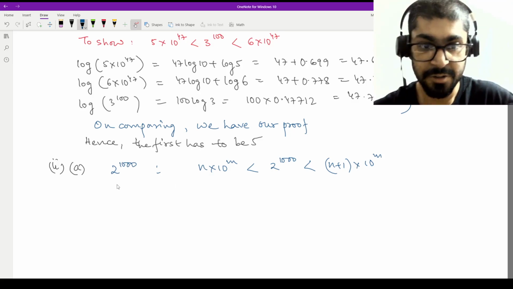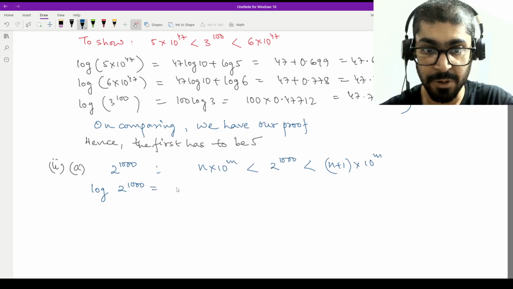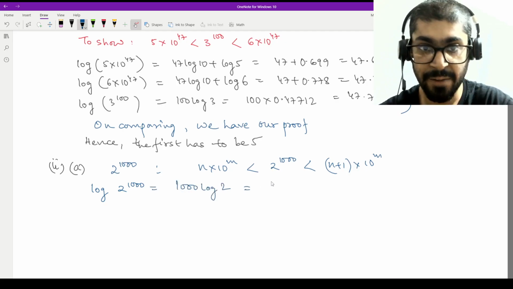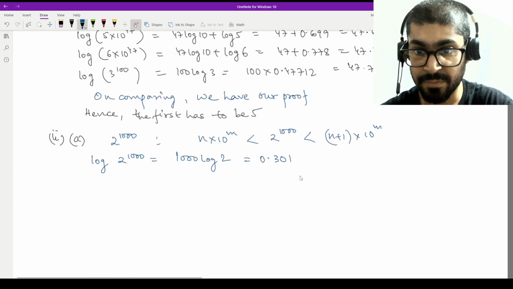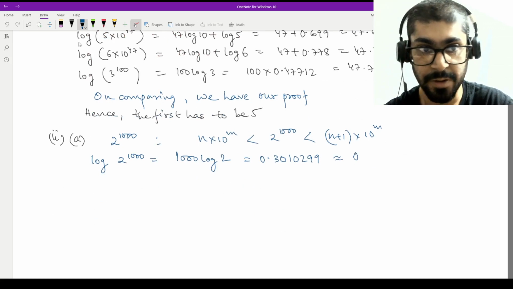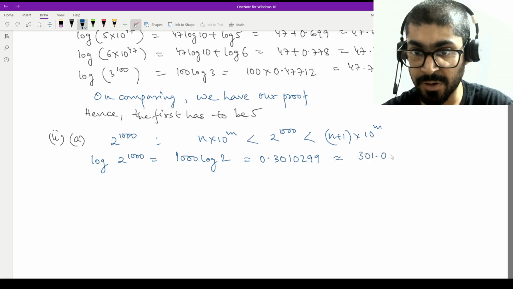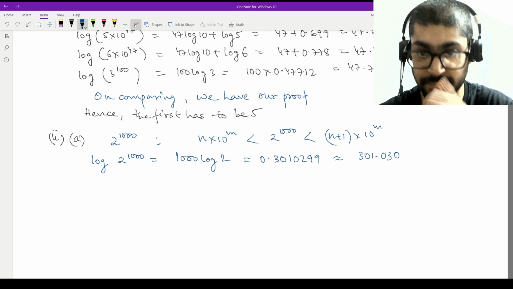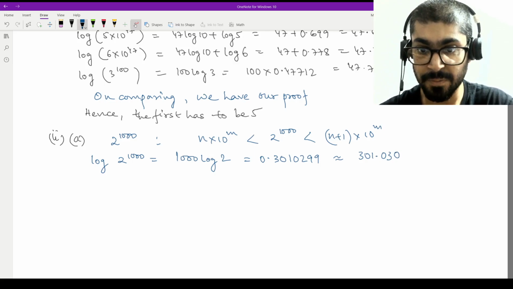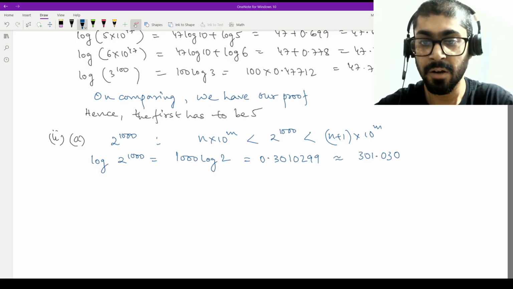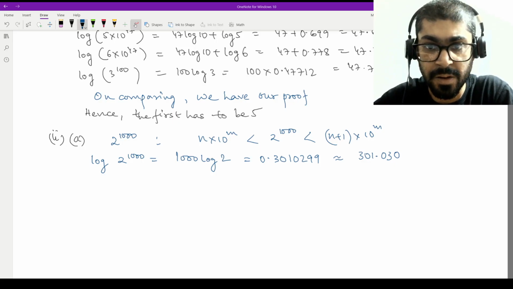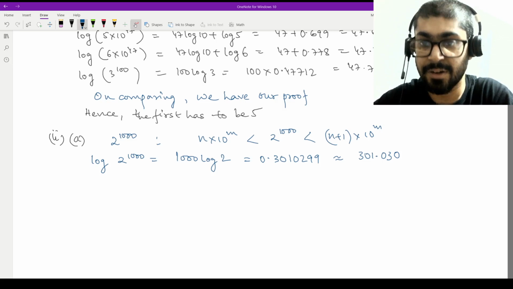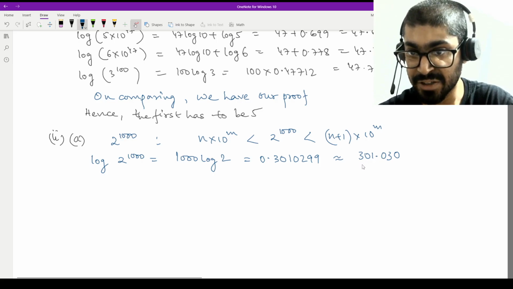Let us check 2 to the power 1000. This is basically log 2 to the power 1000, which will be 1000 log 2. Now we'll have to take 6 values of log 2, so 0.301029 and so on. This will give us approximately 301.030. So log 2 to the power 1000 gives me a value of 301.2996 or so.